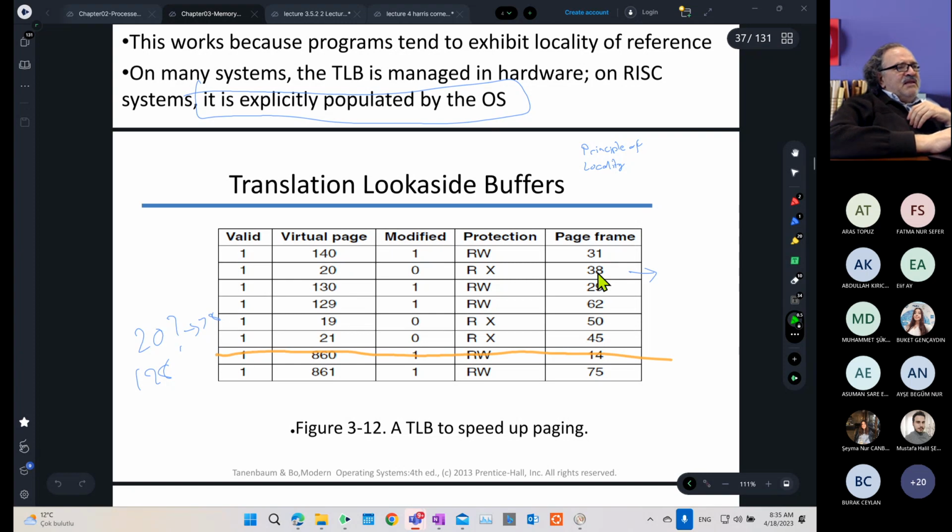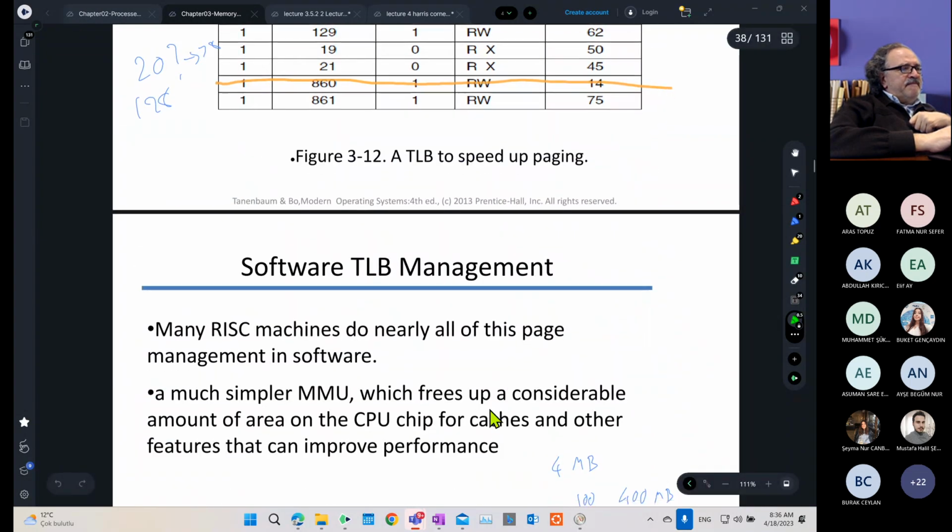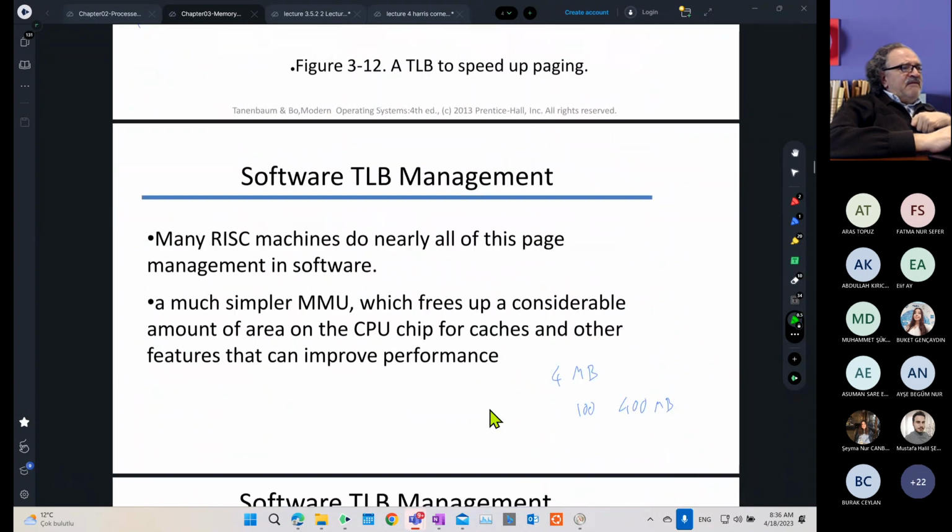But of course, I can't keep everything in this table. This is too small. So how does it work? Well, the principle of locality says that for an average program, I can get a hit rate of 99%, and that's going to be good enough for me. And why are we looking at this?